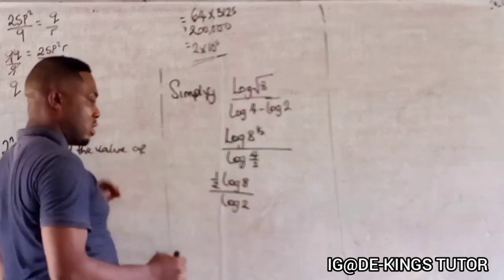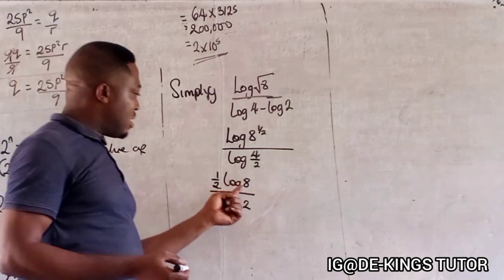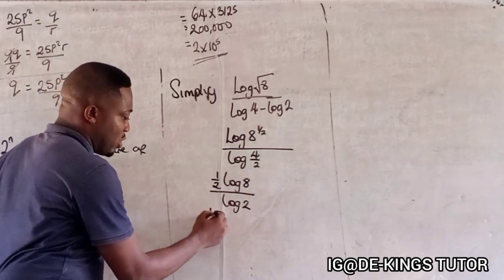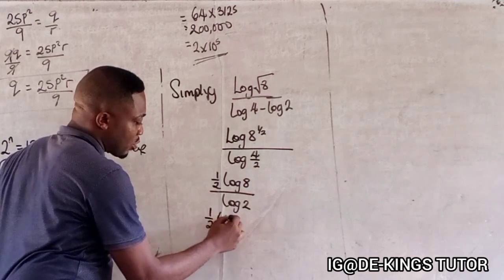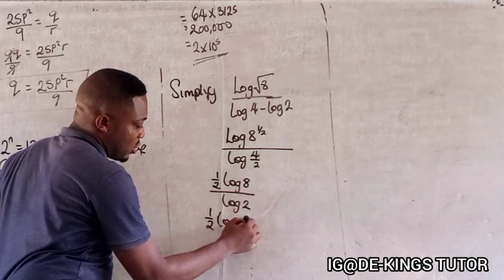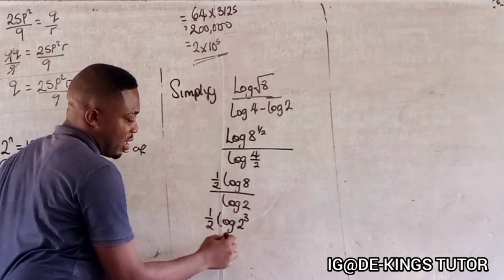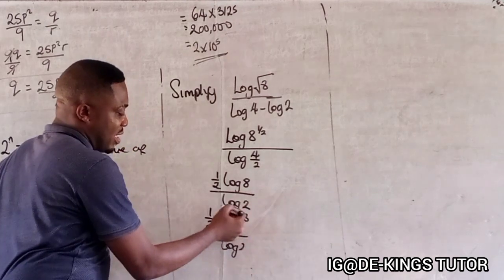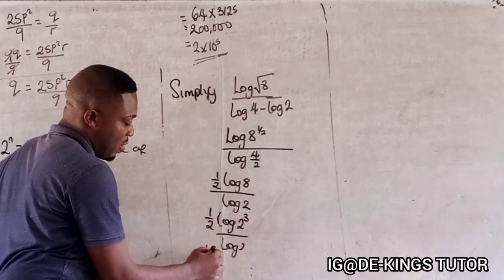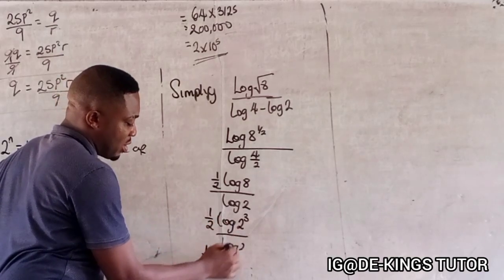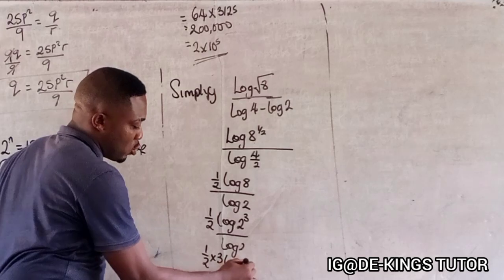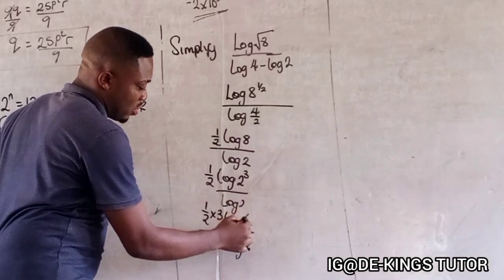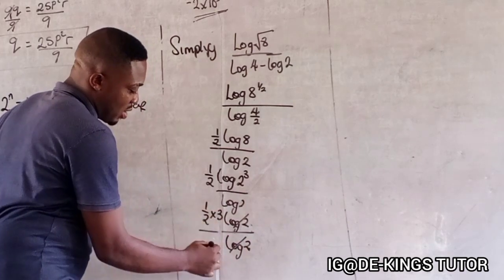4 divided by 2 is 2. Right? So at this point, 8 can be expressed in terms of 2. So we have 1 over 2 log 8, which is 2 raised to the power of 3, divided by log 2. Now this power can still come here also. So I have 1 over 2 times 3 log 2 divided by log 2. So this can cancel this. This will give us 3 over 2.